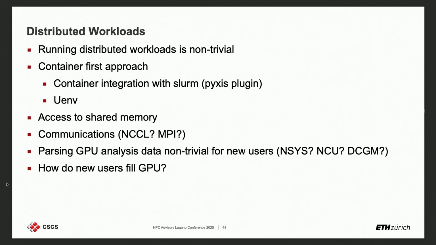Running distributed workloads is really non-trivial, especially for a user that is new to HPC, but even for more experienced people. And when you take into account that we have a container-first approach, we're adding another layer of complication. So we have container integration with Slurm, which requires the Pyxis plugin, but we also have UMs. I'm not saying that these are negatives, they're positives, but there is more work to be done in order to integrate any kind of tool to optimize distributed workloads.